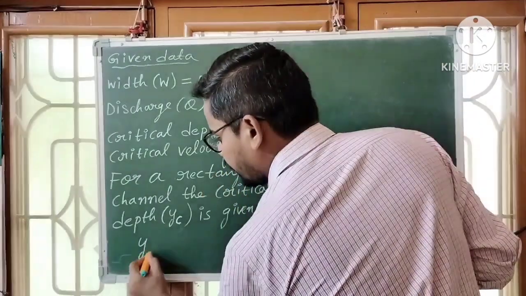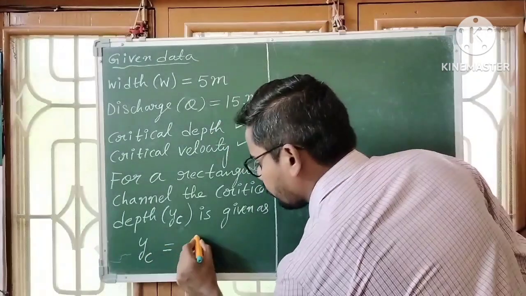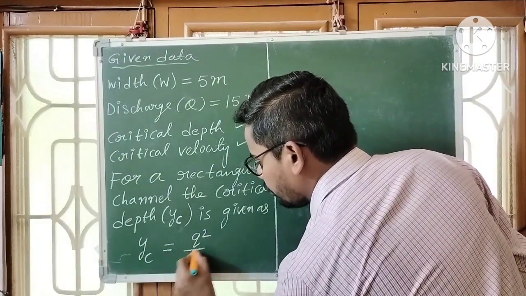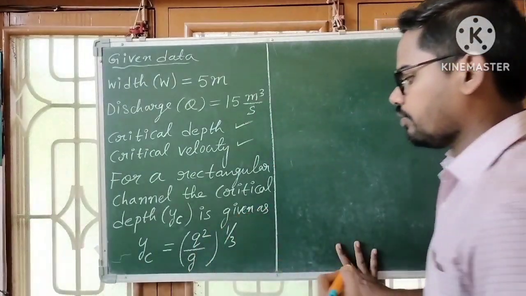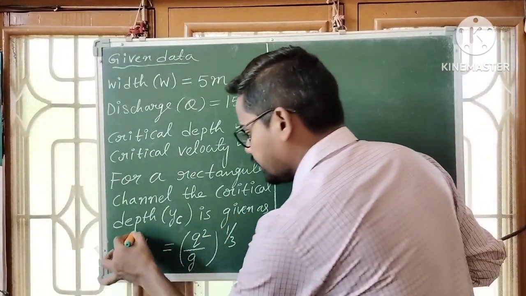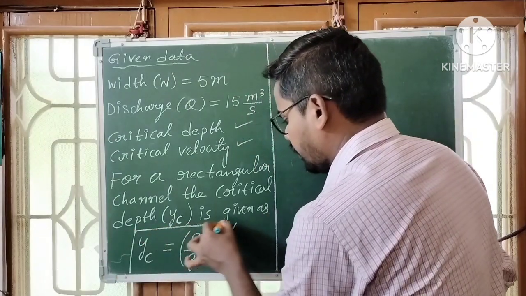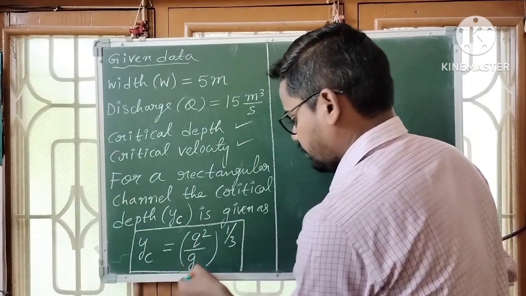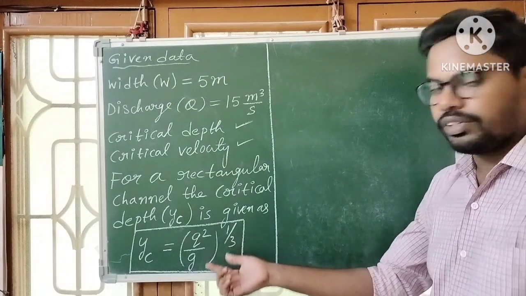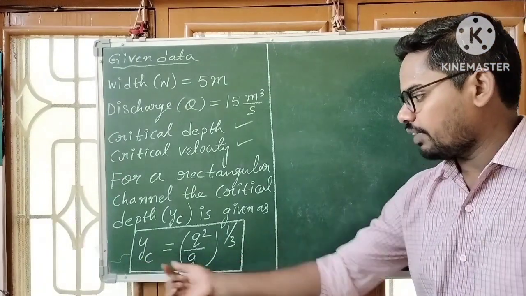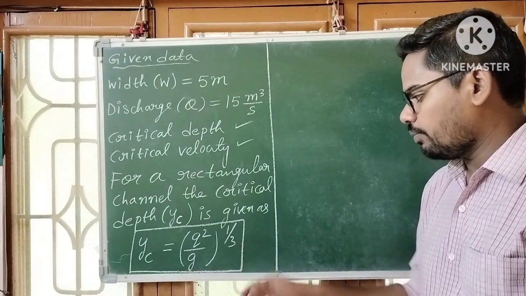the formula yc is equal to q square by g whole power 1 by 3. This is the formula for critical depth of a rectangular channel. So in case of a rectangular channel we use this formula. So critical depth yc is equal to q square by g whole power 1 by 3.